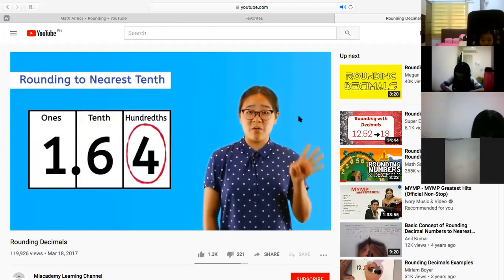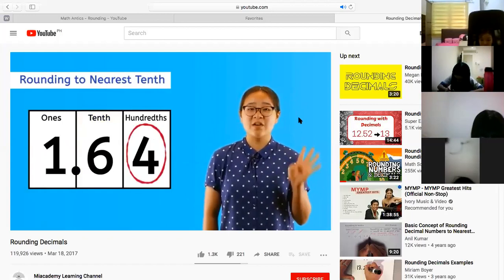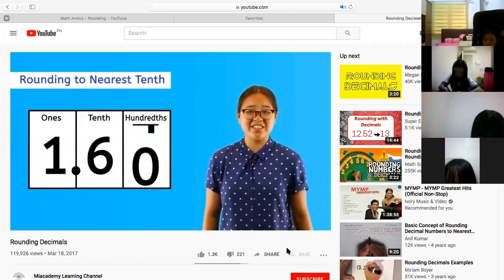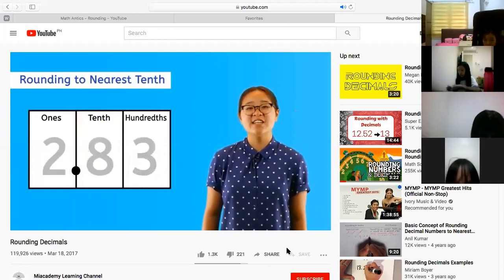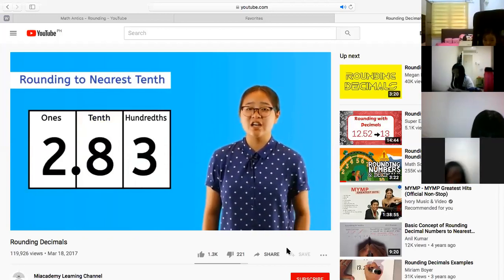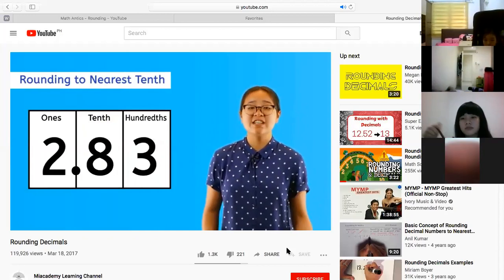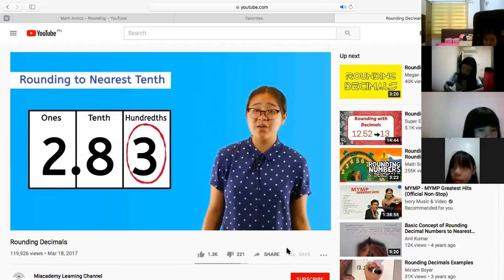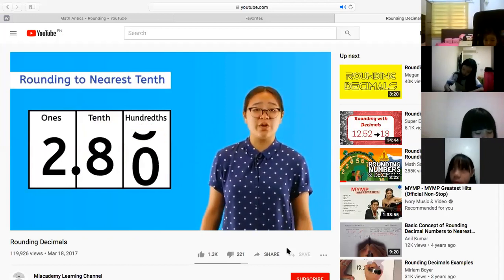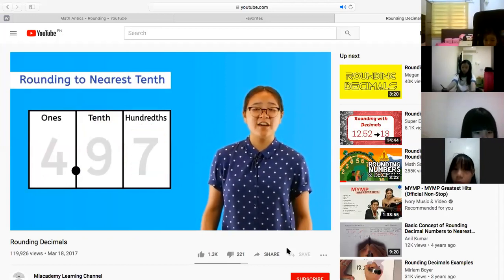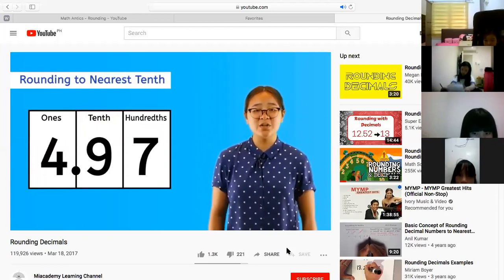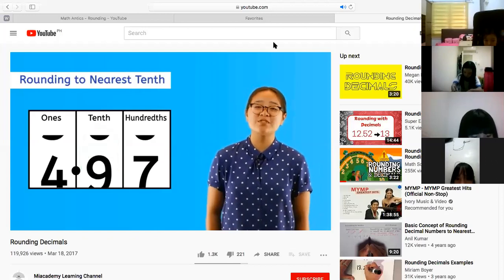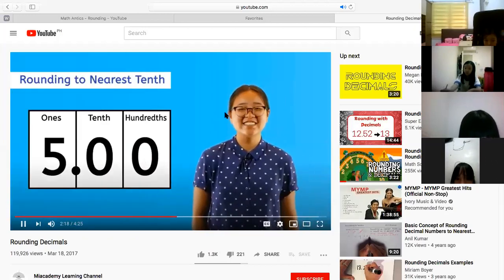1.64 has a 4 in the hundredths place. 4 rounds down, so this is 1.6. 2.83 also rounds down, since there is a 3 in the hundredths place. So it becomes 2.8. Finally, 4.97 rounds up. If we round up, this becomes 5.0.